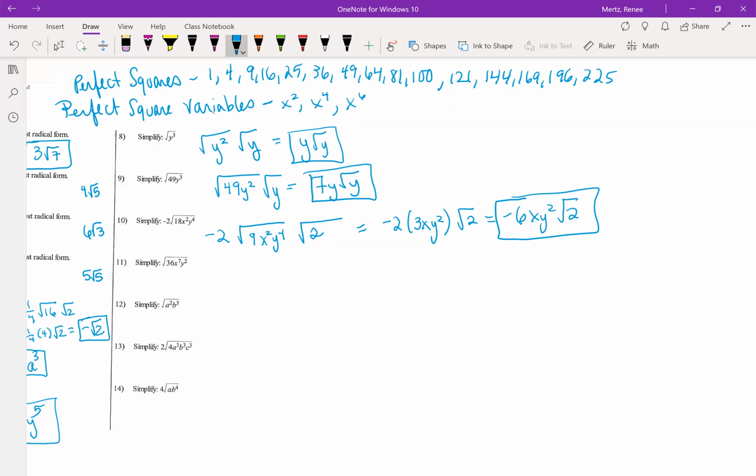36, x to the 7th y squared. So 36x to the 6th y squared. There's one x left over. So it becomes 6x to the 3rd y, radical x.